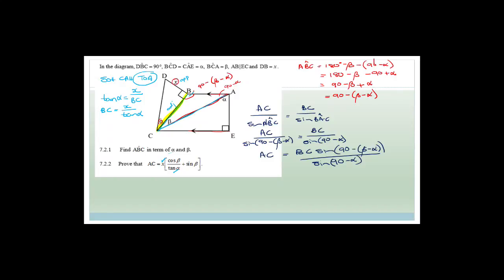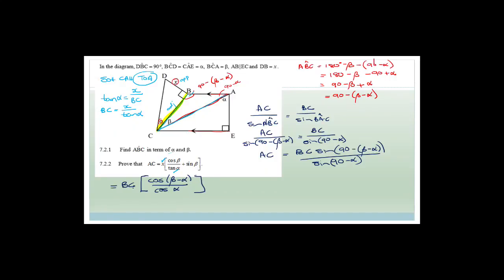At this point, I'm really hoping you realize that these are co-ratios and we can change it. So this becomes BC multiplied by cos of beta plus alpha, over cos of alpha.